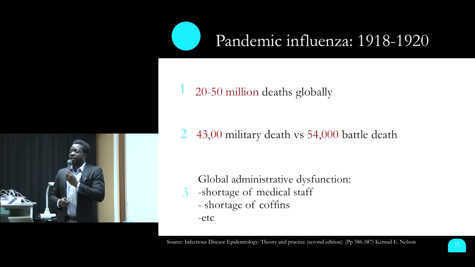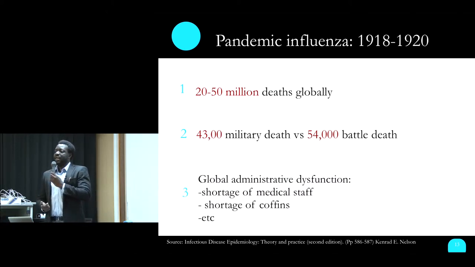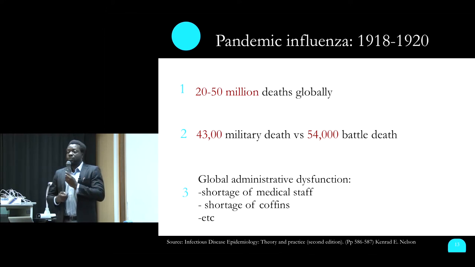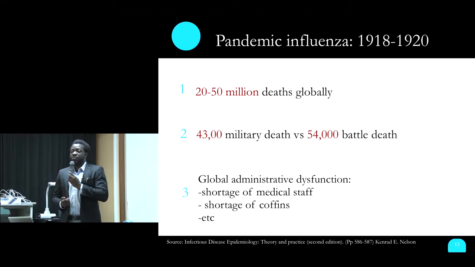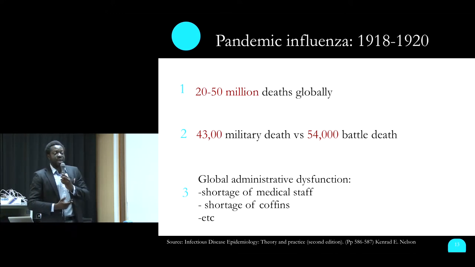As I say, it was a very, very deadly pandemic. And it is estimated that between 20 to 50 million people died from this pandemic. It took the lives of around 43,000 soldiers compared to 54,000 who died in the battlefield due to fights. So it killed almost as much as the war itself, showing how epidemics can be very, very disastrous.